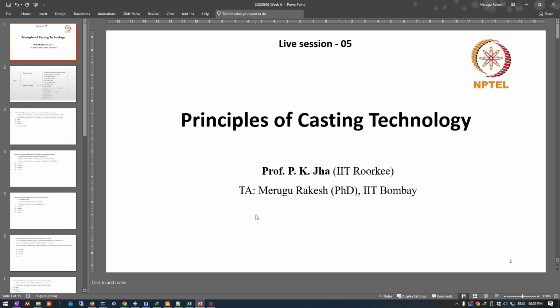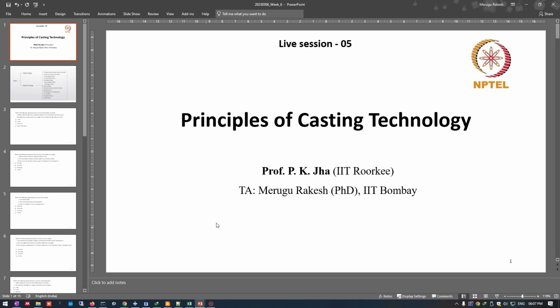So today, welcome to session five on principles of casting and technology, taught by Professor PK Jha from IIT Roorkee. In this week, week six, there was a discussion on different types of castings and different types of furnaces, the heating process that we use in the casting process. That was the whole component of this week's sessions.